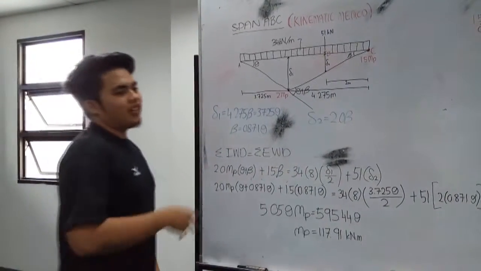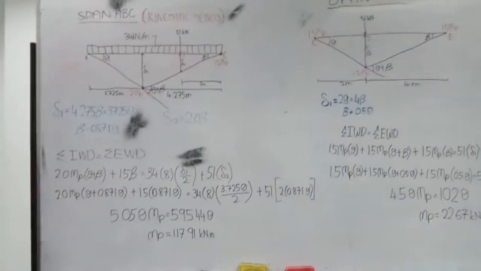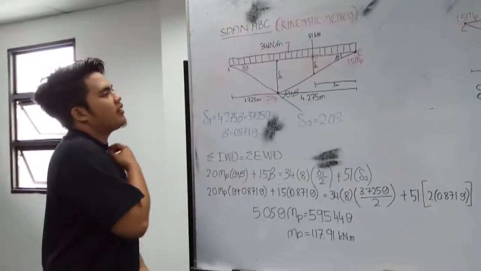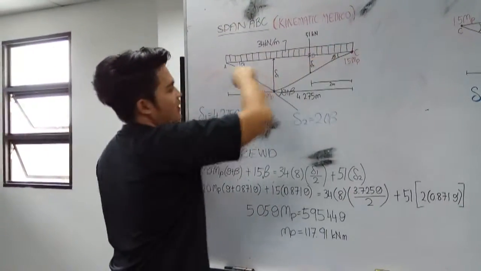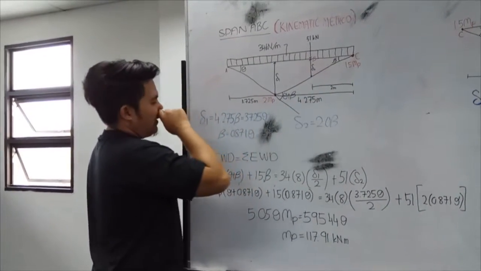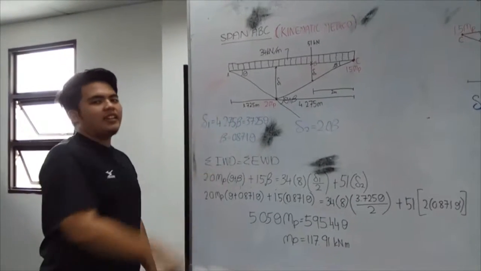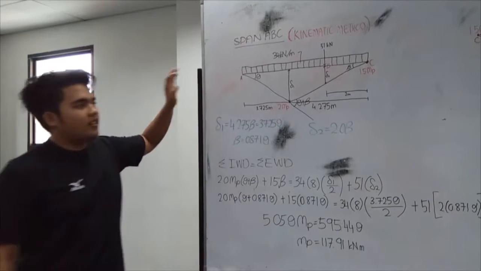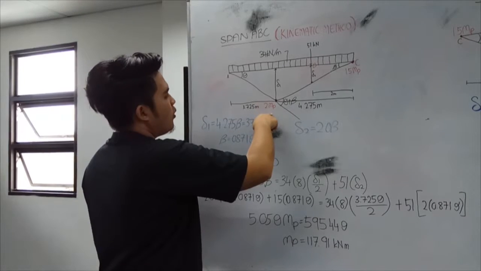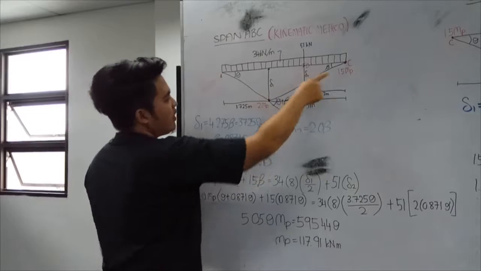Firstly, we have to divide the span into 3: span ABC, span CDE and span EF. First, for the span ABC, we can draw like a triangular shape, but there's a difference in length. 3.725 meter is the x value that we gain from the static method. After that, we can identify where the moment occurs. Here it occurs at this point and this point.